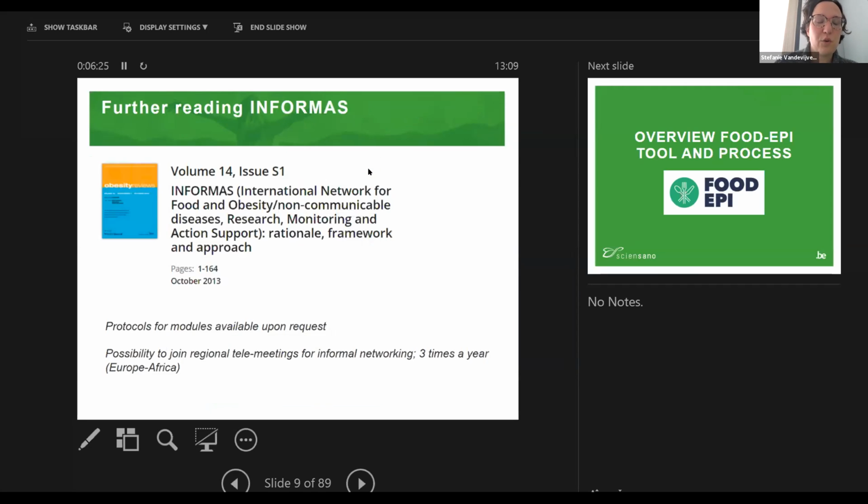But in any case, INFORMAS is really an open network. The idea is that researchers can join whenever they feel it would be useful. The protocols and materials are also available upon request. There are also regional teleconferences several times a year, meant as really informal networking. For each region, there is one such event.